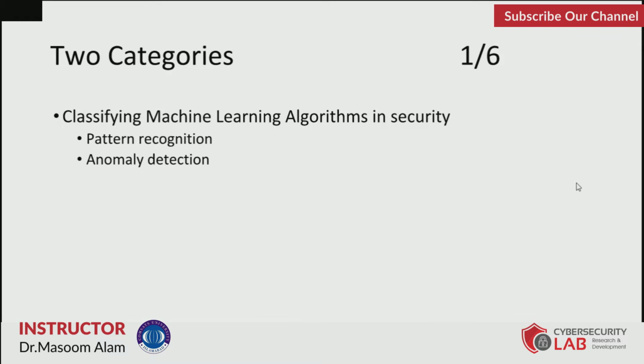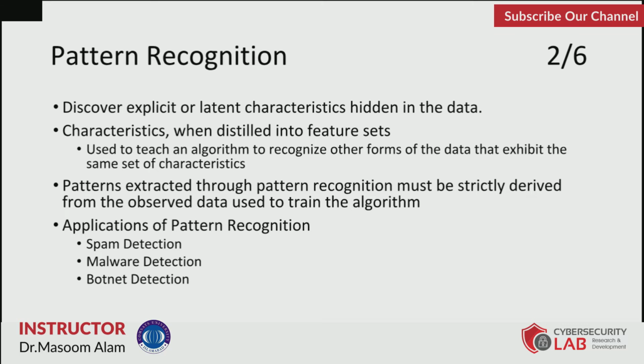Primarily, there are two categories of machine learning algorithms. We have pattern recognition and we have anomaly detection. Through this topic, we want to clarify the exact difference: where we have to apply the pattern recognition machine learning algorithms, or where we have to look for anomaly detection.